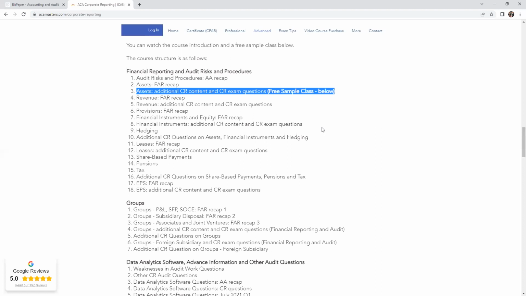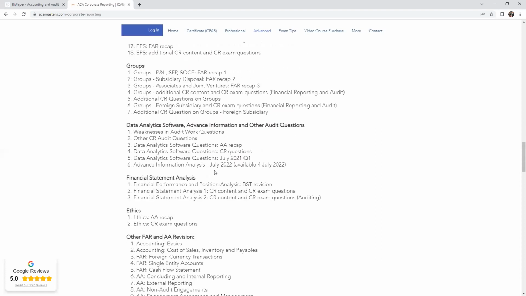So the audit questions do tend to be vague in nature. Yes, they are quite different. But there is a certain exam technique you can use. So that's covered in detail in these classes. So there's the weaknesses in audit procedures class, and also these other CR audit questions. That's where I work through those other audit questions.